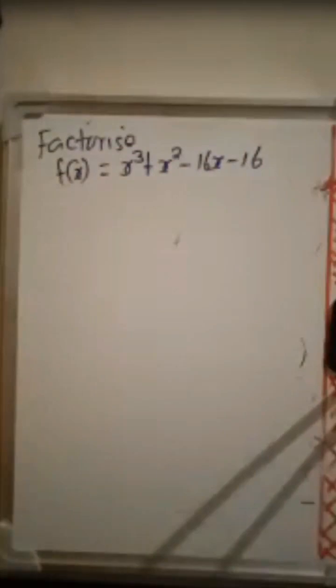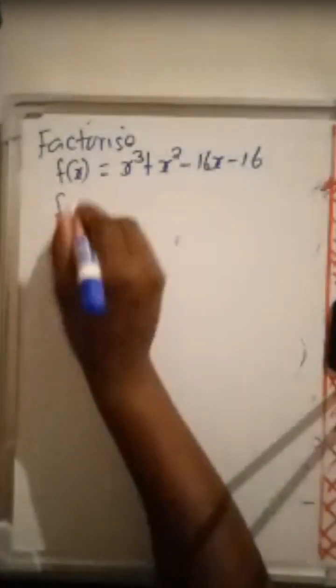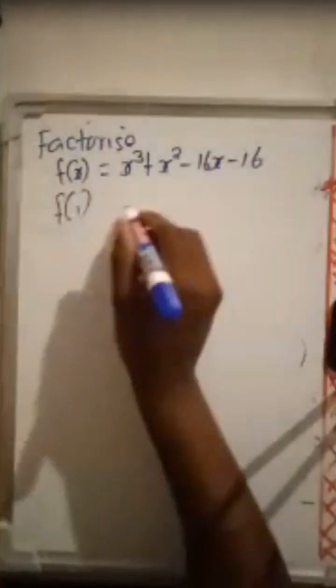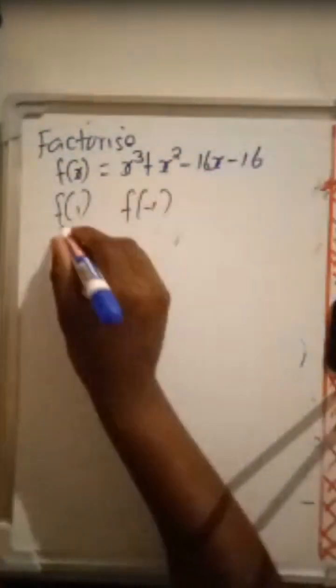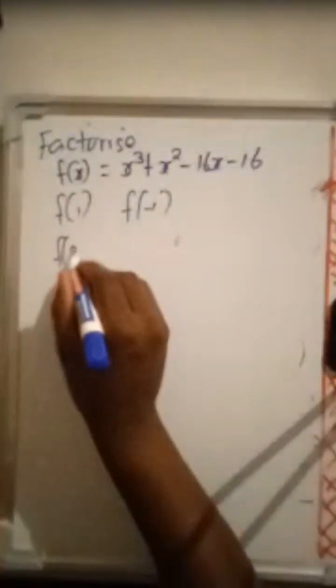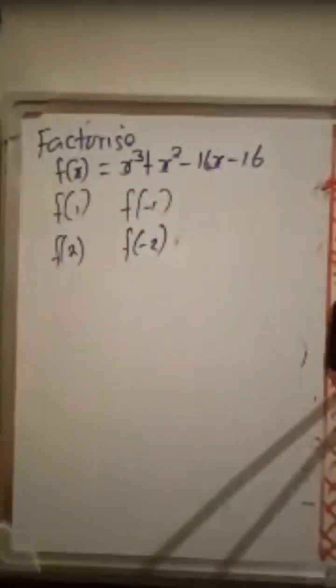So the first step is to determine the first factor. We are going to do it by trial and error. You have to try f of 1. If you don't get it, you try f of negative 1. Then you try f of 2. If you don't get it, you try f of negative 2, going onwards until you get the factor. So we always have to start from f of 1.